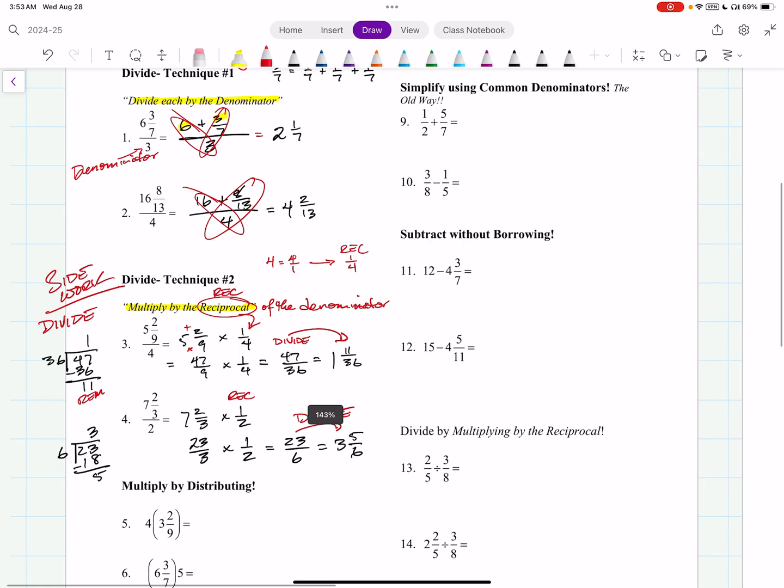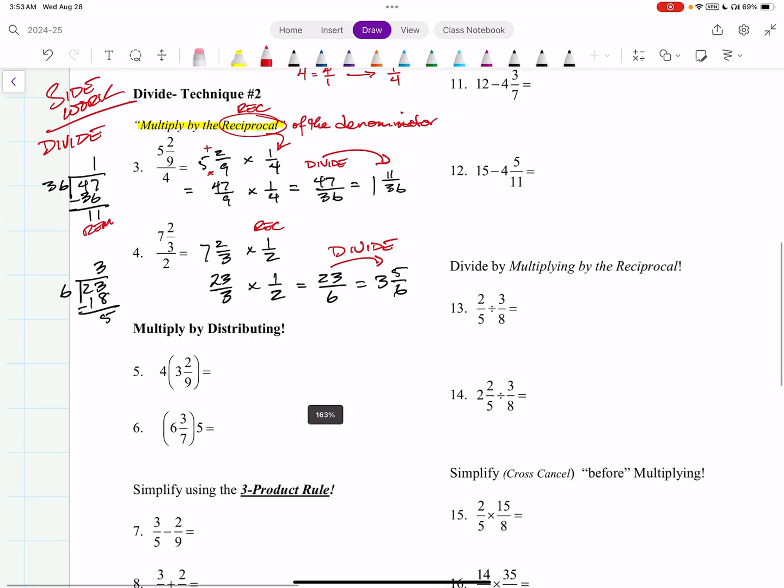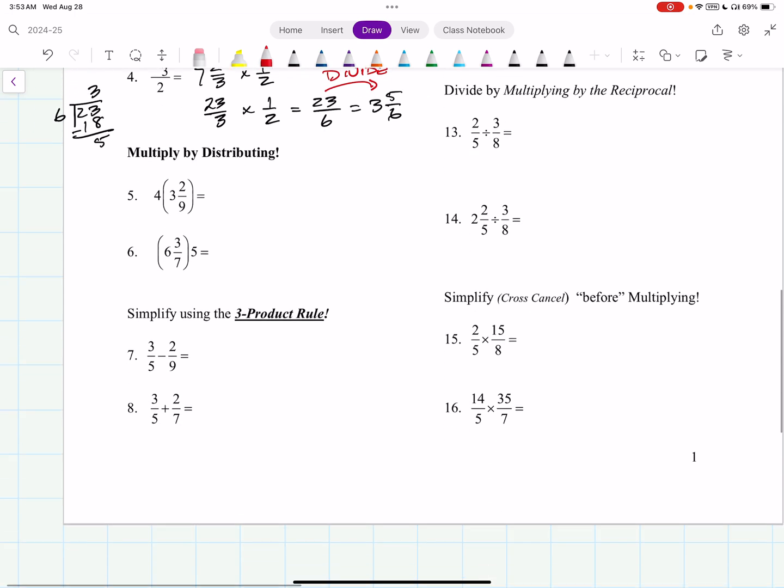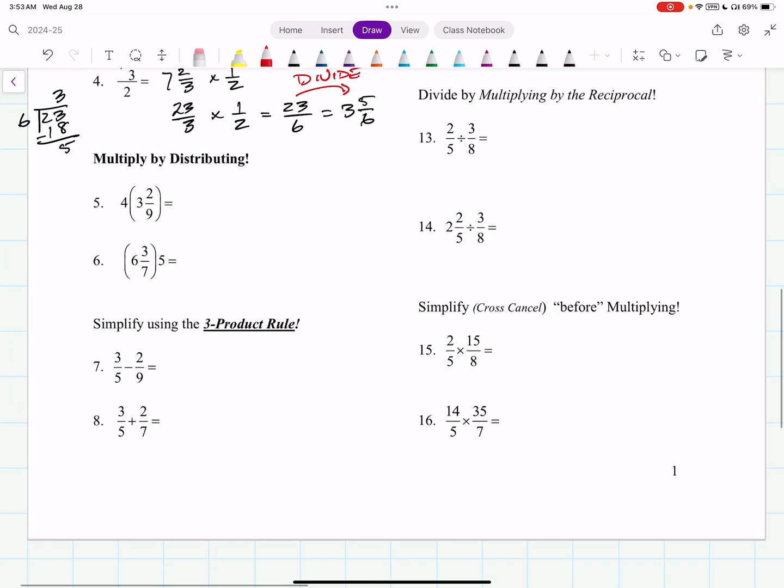And like I said, these techniques right here go all the way back to grade school. I'm talking fourth, fifth grade. So get good at what you learned when you were young. All right. Here we go.